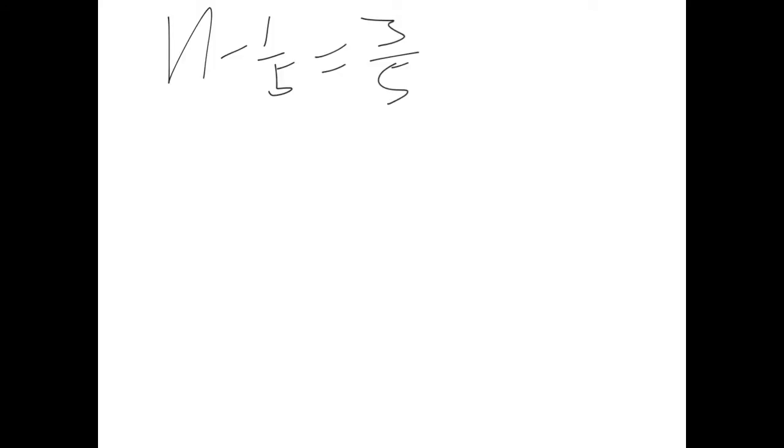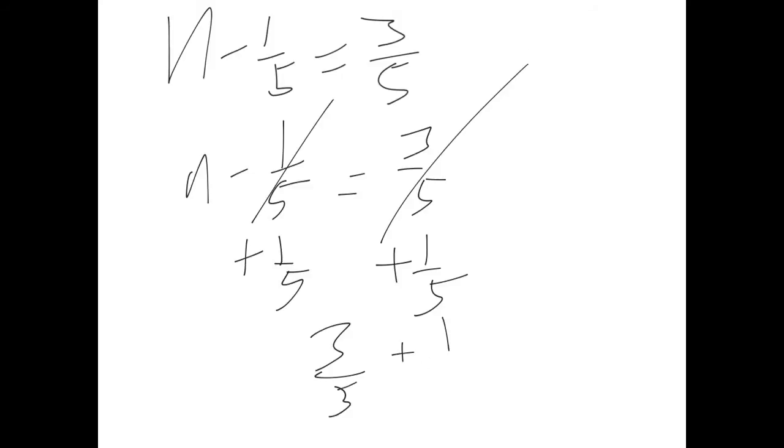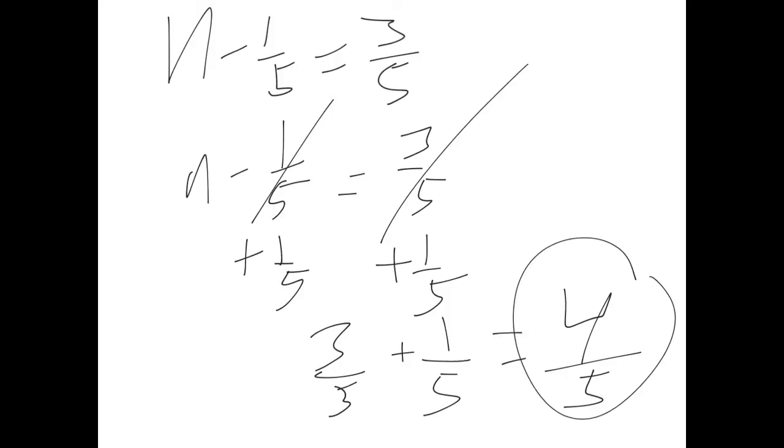So I am going to rewrite it just because it's easier to do the problem. So I'm going to cross it out plus 1/5, and then do this plus 1/5, and then 3/5 plus 1/5 is 4/5, and that's the end.